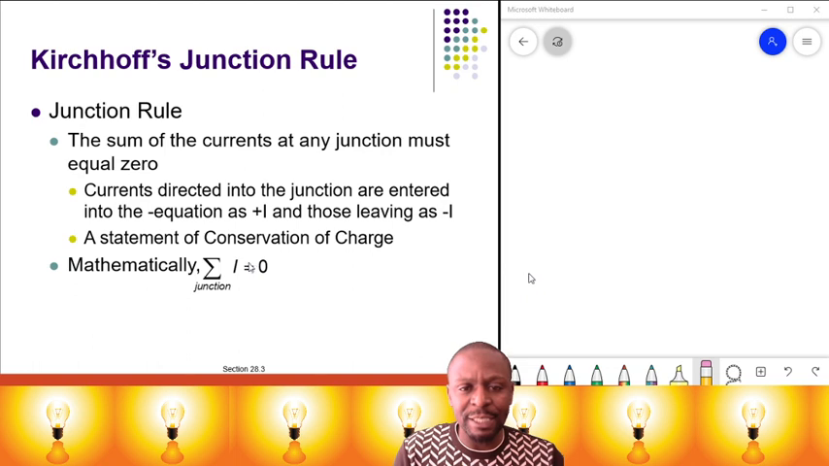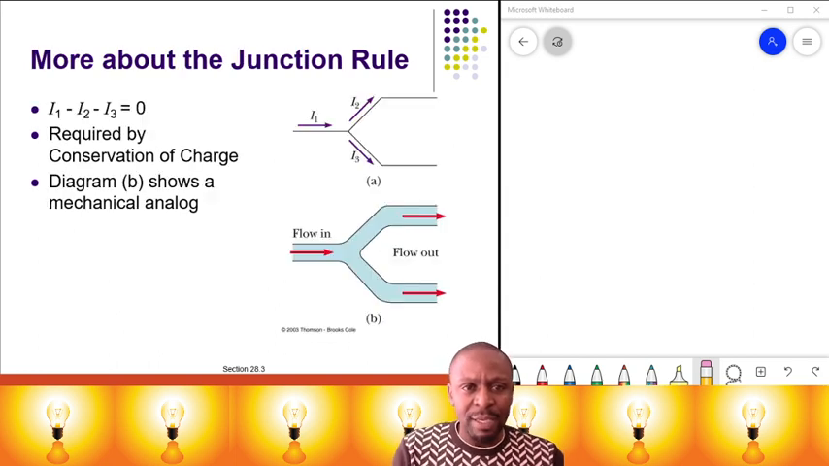Right, now the mathematical description of this junction rule is just that the sum of the currents at a junction equals 0. For example, I1 must be the same as I2 plus I3. This is what the equation is saying. This is the requirement of conservation of charge, and it is similar to water flowing in a pipe like this. The water that is flowing in must equal the water that is flowing out of the junction of the pipe.